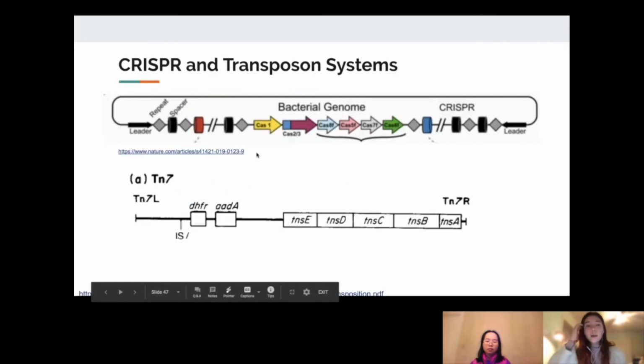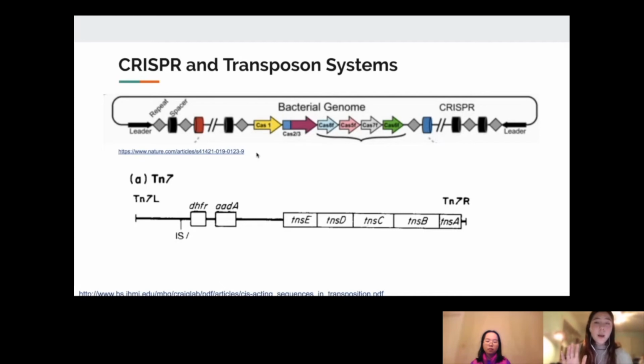All right, so a little bit of background information. Bacteria often try to take up genes from their environment or from other bacteria using horizontal gene transfer. There are a number of different mechanisms that they can use, but two ways they can do this are CRISPR and transposon systems.